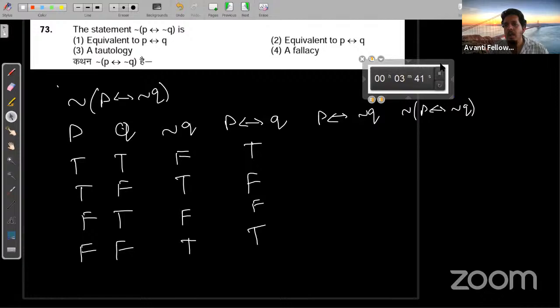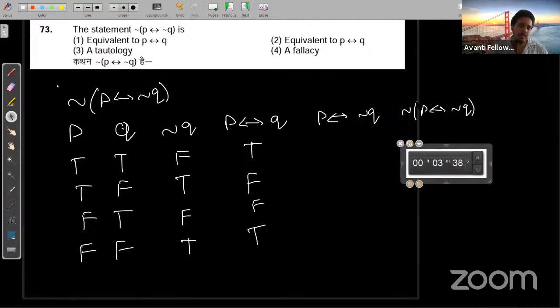Tautology means all output values will be true. If all output is false, then it is a fallacy. Come on. By using all these things, try to tell me which one could be your answer. I'm waiting for the answer, guys. Come on, everyone, try to give me the answer.